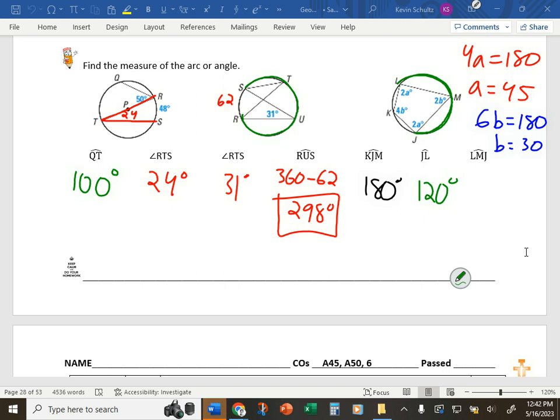Vince? Yeah. Vince, what is the measure of arc LMJ? What's the angle that creates arc LMJ? Right here. I'm not kidding, Vince.